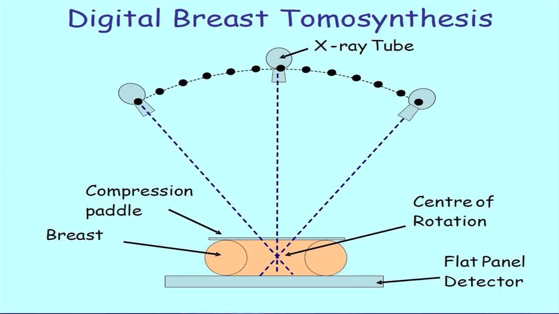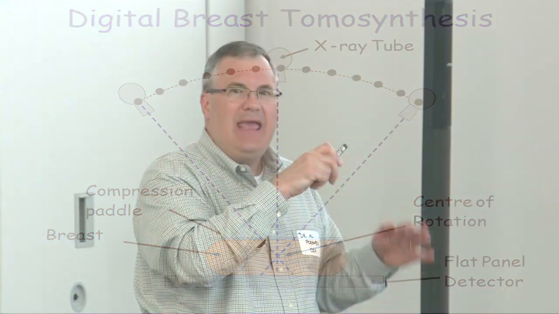And you can see all those layers because you're taking x-rays from different angles and detecting them, and then a computer is saying where that is. Is it in the front? Is it in the back? Is it in the middle? Is it medial? Is it lateral? Is it cranial? Is it caudal? And we're looking at the breast in little slices all the way through.